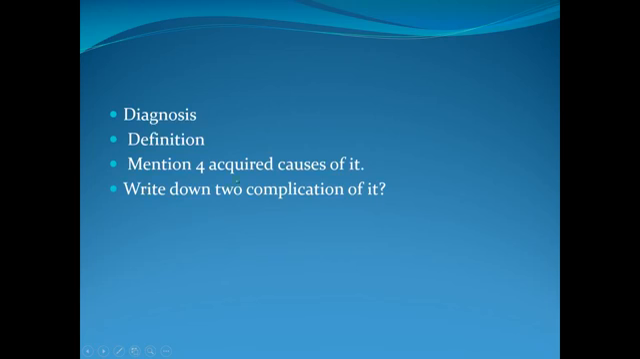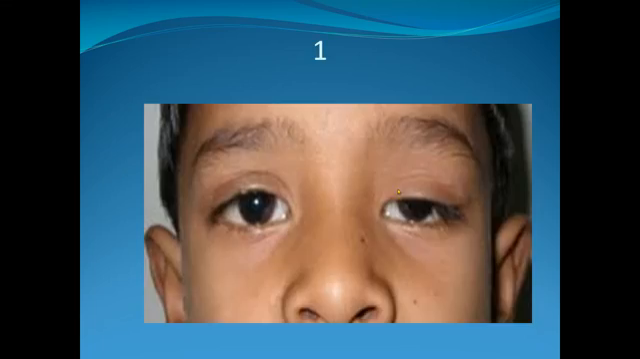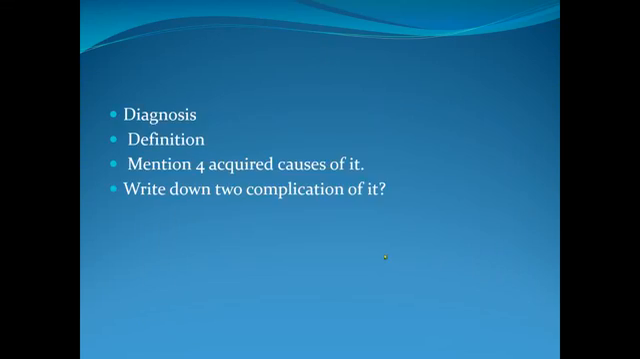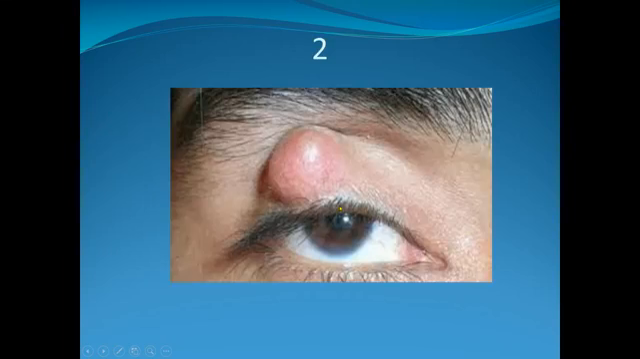Complication: if there is a ptosis and the patient is a child, what happens in future? They develop amblyopia. Why? Vision is obscured. So they develop amblyopia and abnormal head posture. What are the complications of ptosis in this patient? One is amblyopia. Number two is abnormal head posture. Try to remember what I said to you.